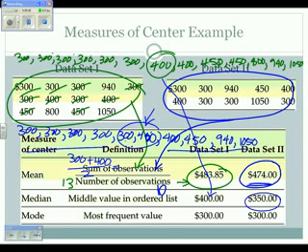Yes, the median is order the data from least to greatest and choose the middle value. And then the mean is the average. Add all the data values up and divide by the number of data values. And then the mode is the most frequently occurring one, and that's easy to see. In both of these cases, it is 300.